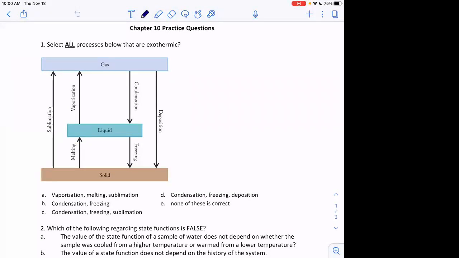they're either moving in an exothermic direction or an endothermic direction. We can't separate out one and say, oh no, it's just condensation and freezing. If it's condensation and freezing, it should be deposition also, right? So we're going to be looking for exothermic. Energy is given off.